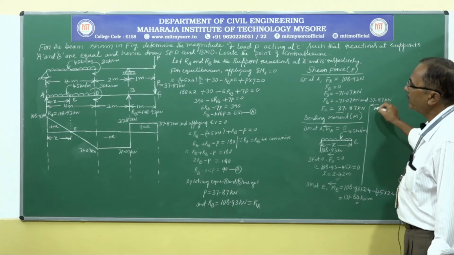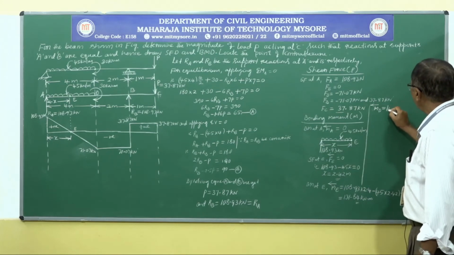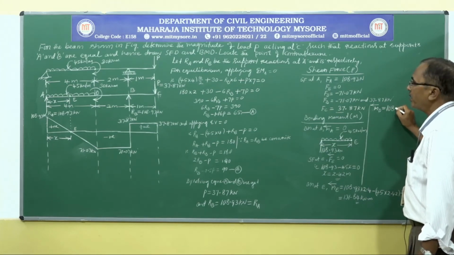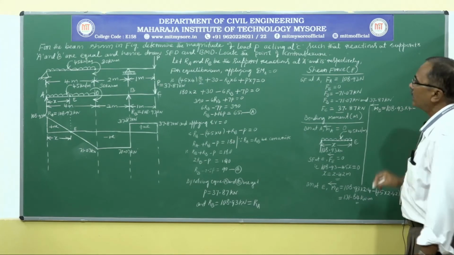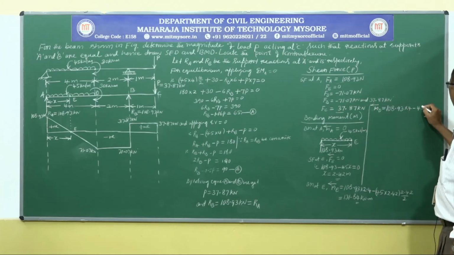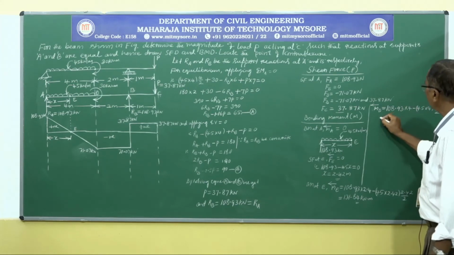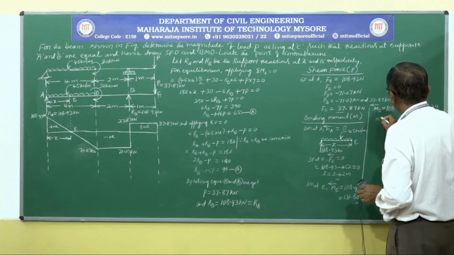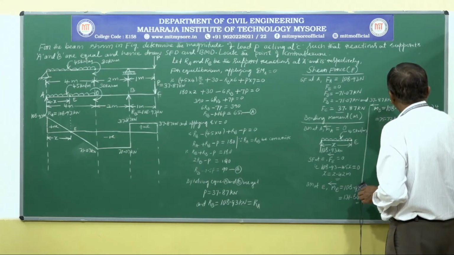MD, bending moment at point D by considering the left hand side: the reaction will create a clockwise moment 108.93 into 4, and the UDL will create an anti-clockwise moment, minus 45 into 4 into 4 by 2, that is equal to 75.72 kilonewton meter. Is it clear?